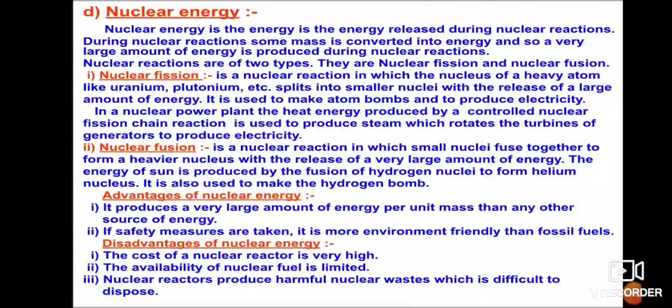The energy of the sun is produced by the fusion of hydrogen nuclei to form helium. Nuclear fusion occurs in the sun. On the sun's surface, there are two elements, hydrogen and helium. Hydrogen nuclei fuse to form a helium nucleus. It is also used to make the hydrogen bomb.